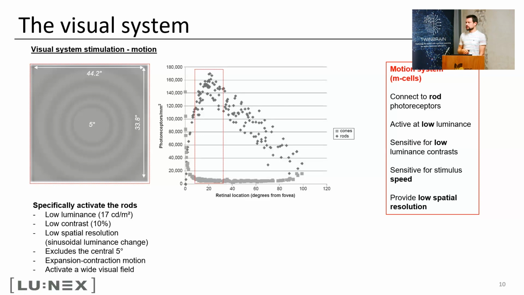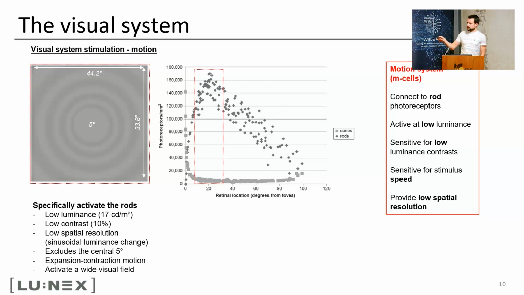We have a low spatial resolution. We do not have these sharp edges, but some kind of fading between the light gray and the dark gray, so a smoother transition between the different gray shadings. It's not a color. Further, we exclude here the central 5 degrees.